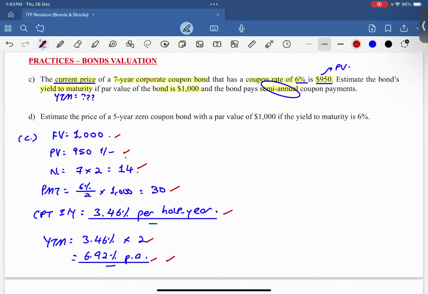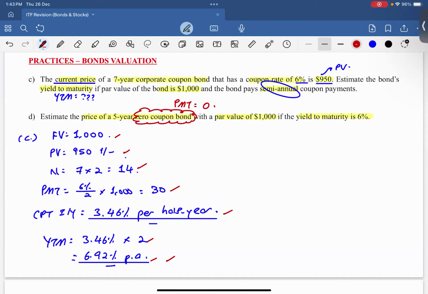Okay, so next question. We are going to look into question D, also on bonds. Estimate the price of a 5-year zero coupon bond with a par value of 1,000 if the yield to maturity is 6%. The tricky part is the zero coupon bond. Zero coupon bond means I do not receive anything at all.